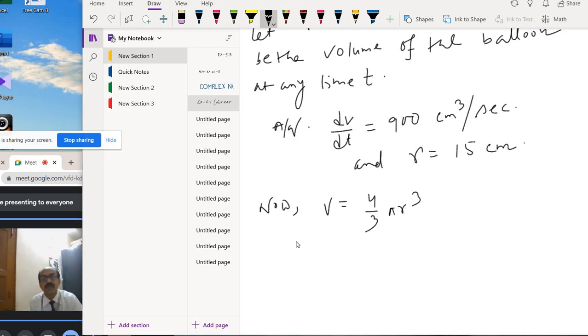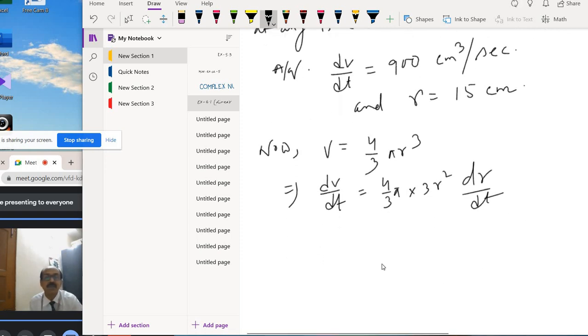Okay, so differentiate both sides with respect to t, that is dV by dt equal to 4 by 3 pi, constant, into r square. R cube is 3r square dr by dt, with respect to t. Now 3 cancel, that is 4 pi r square dr by dt, and dV by dt equal to 900.